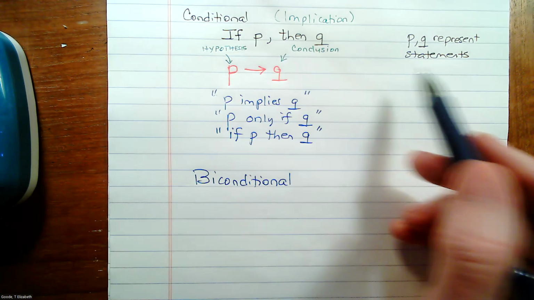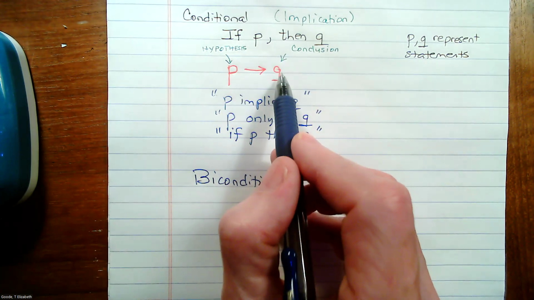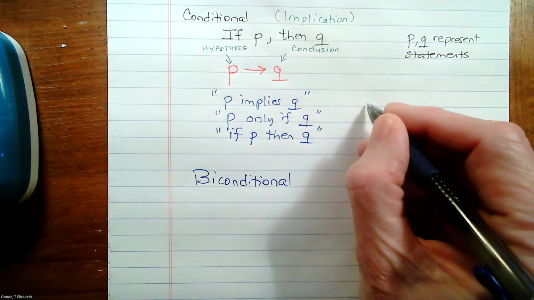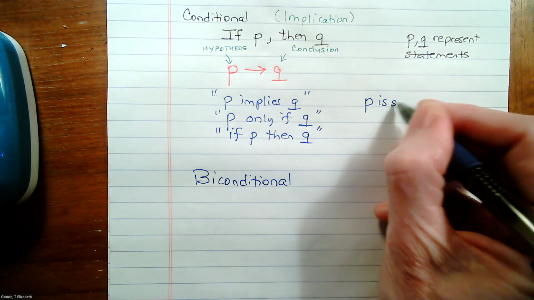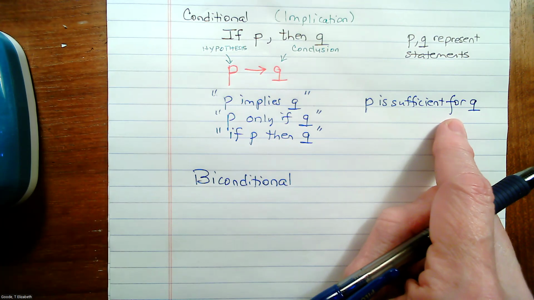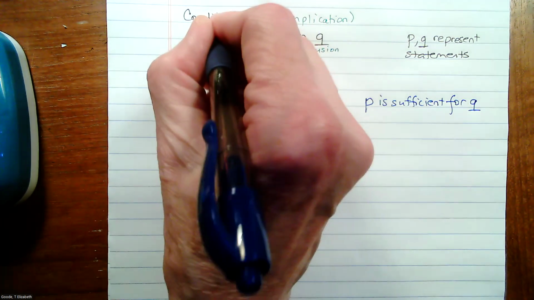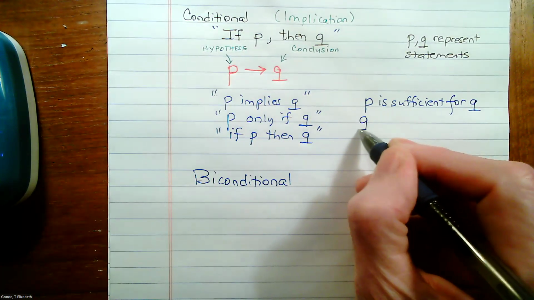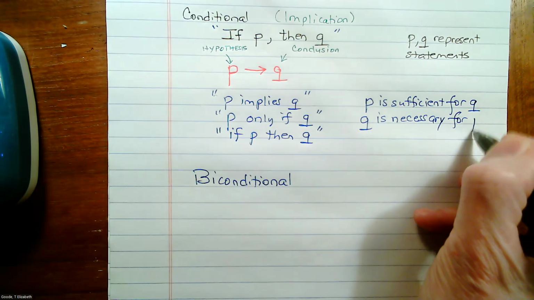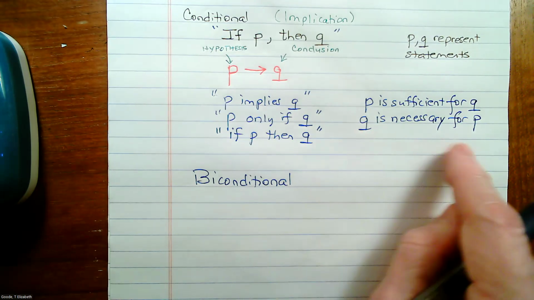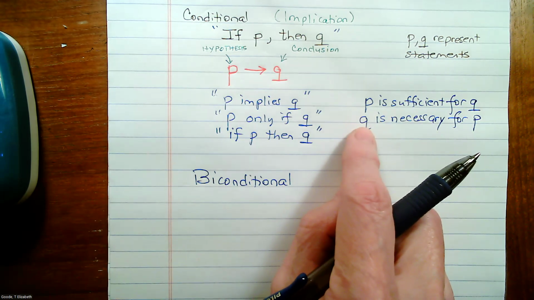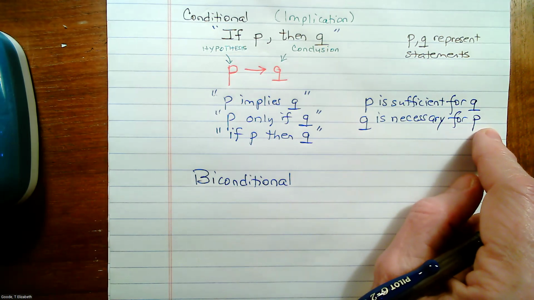But one thing to think about is, P being true is sufficient to force Q to be true, or P's truth is sufficient to guarantee the truth of Q. So P is sufficient for Q. Knowing P is true is sufficient for us to conclude that Q is true as long as this implication is true. But that also means Q is necessary for P. In other words, Q must necessarily follow P, because if P is true, it forces Q to be true. So Q is a necessary condition for P to have been true.